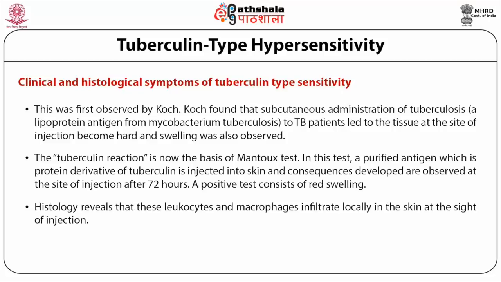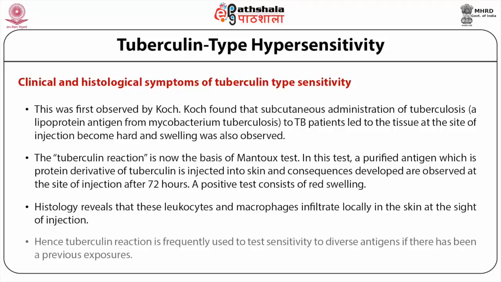Soluble antigens from many other organisms produce similar responses. These organisms include M. leprae and Leishmania tropica. This hypersensitivity is also observed with some non-microbial antigens. Zirconium and beryllium react with the skin proteins. Hence, the tuberculin reaction is frequently used to test sensitivity to diverse antigens if there has been a previous exposure.